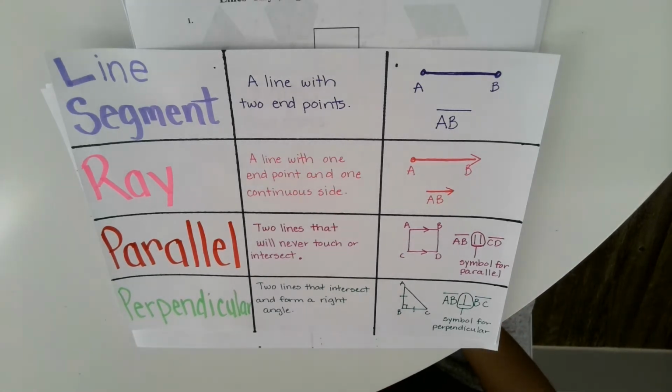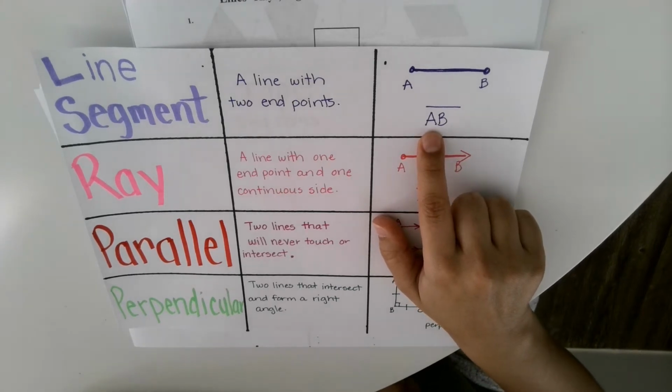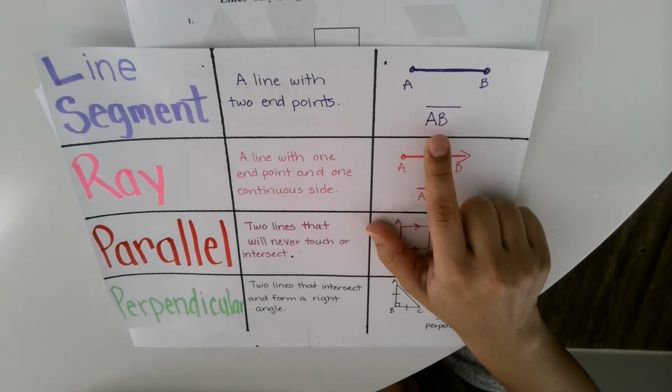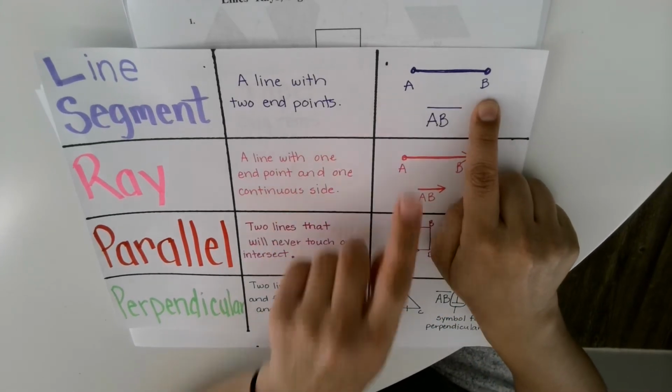All right, so as we remember, a line segment is just a line and it has 2 endpoints. So when you see a symbol like this on a quiz, on a test, on a worksheet, this is telling you you're drawing a line and your endpoints are going to be A and B.